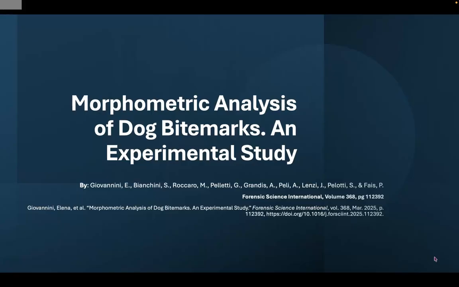Hi guys, so for this review I chose a research article called Morphometric Analysis of Dog Bite Marks in Experimental Study. I provided the citation below as well as the authors. It was published in March of 2025 and can be found in the Forensic Science International Volume 368.